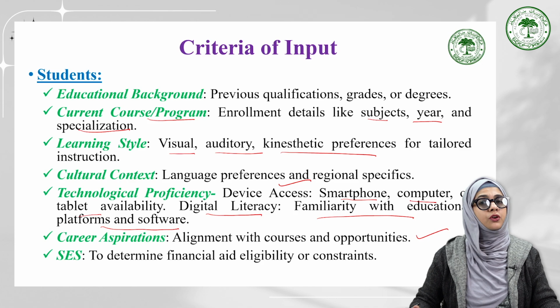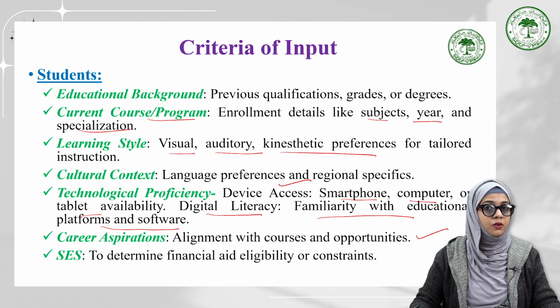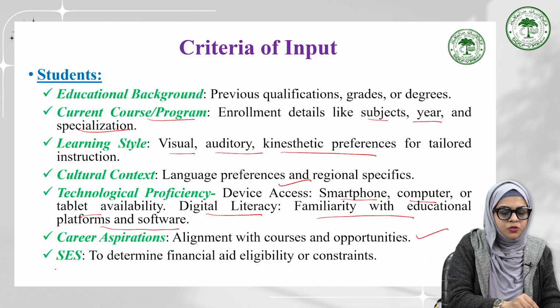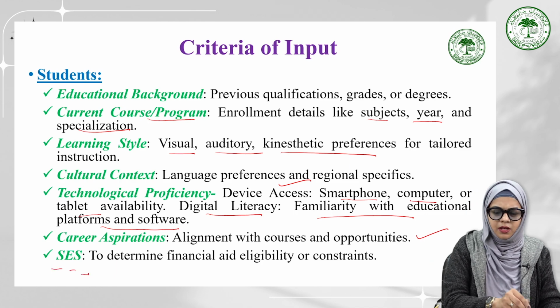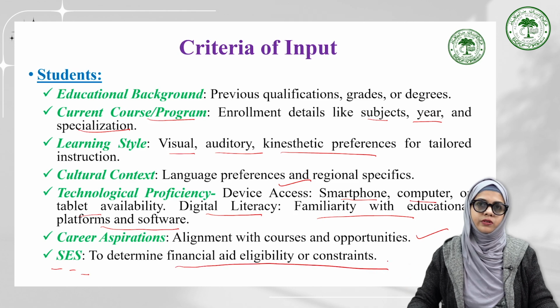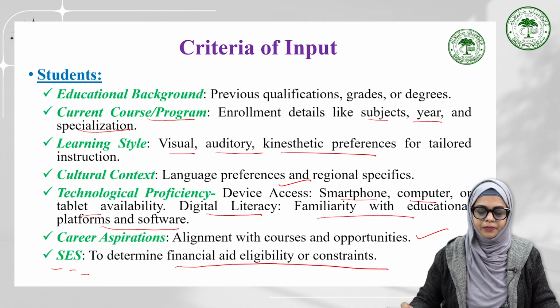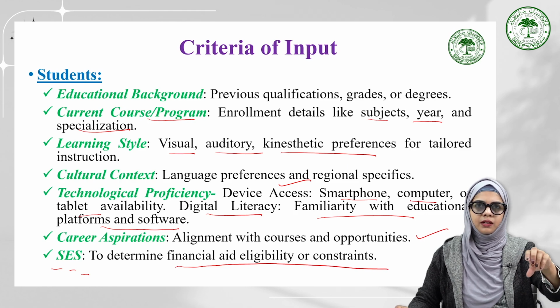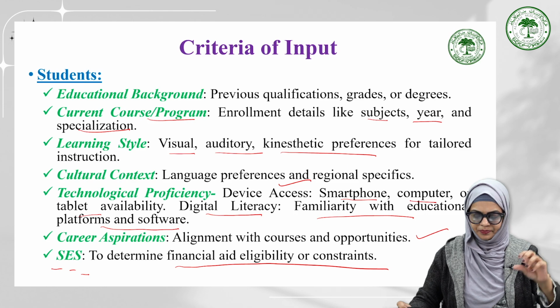Now, of course, socioeconomic status cannot be ignored, because when students come into the educational system, they belong to some socioeconomic status. So basically, we have to determine the financial aid eligibility or any constraints if they are present. So these are the criteria for the one category, that is the students.